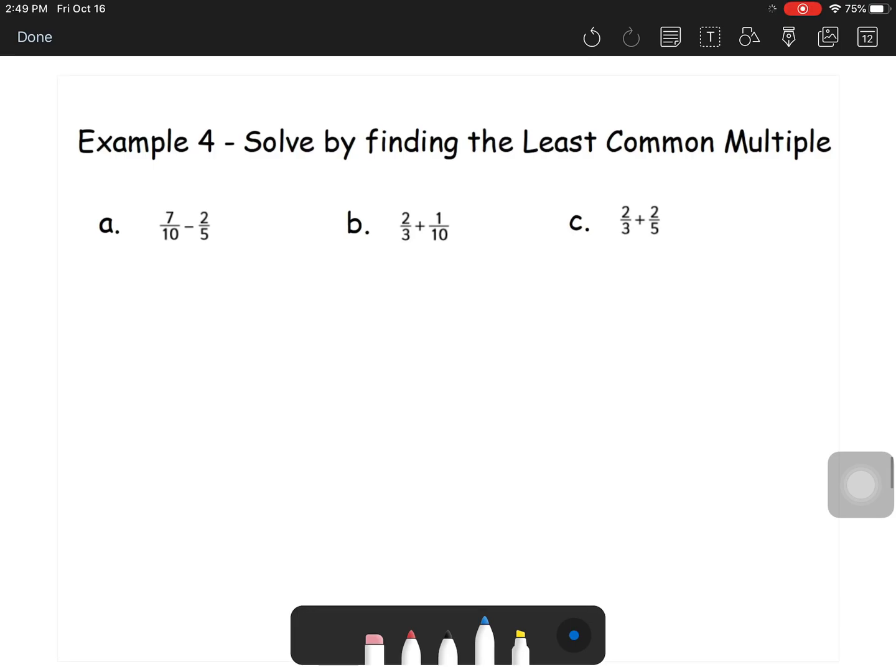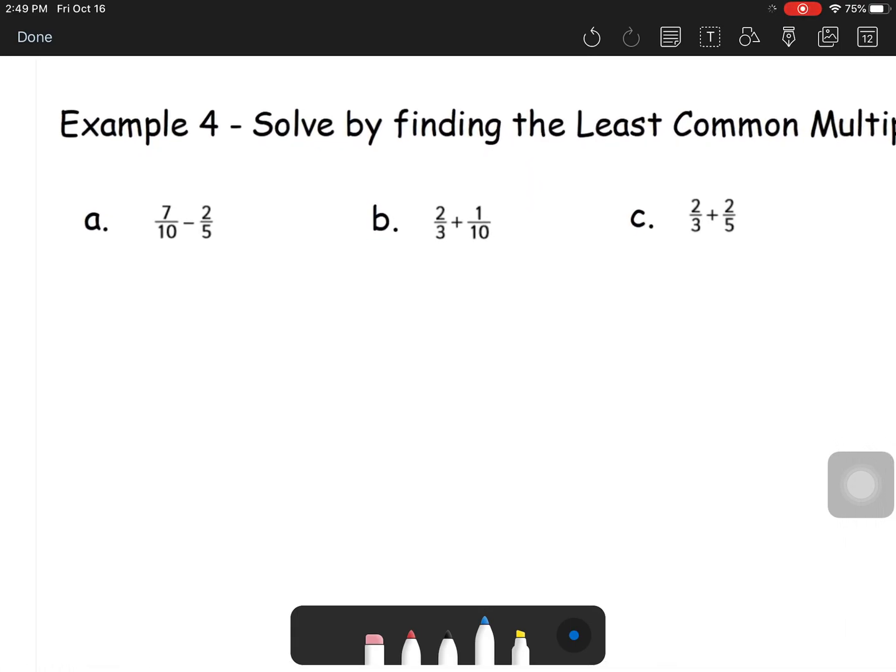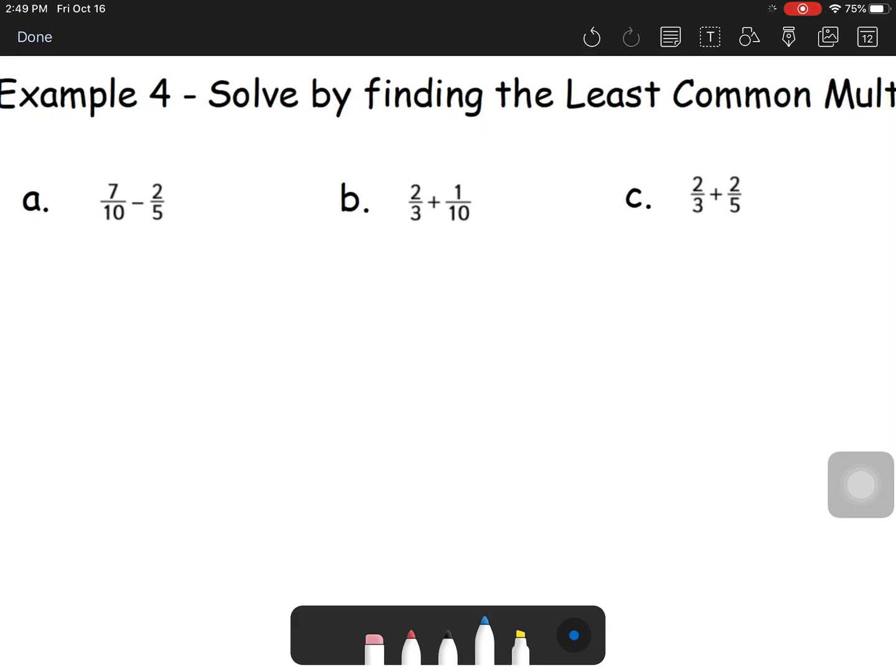Okay, so here it says solve by finding the least common multiple. In these problems, I have one fraction that has a 10 and one that has a 5. Well, I'd have to multiply this one by 2 on the top and bottom. Then I write 7 tenths minus 4 tenths, and 7 minus 4 is 3. So I would get 3 tenths there.